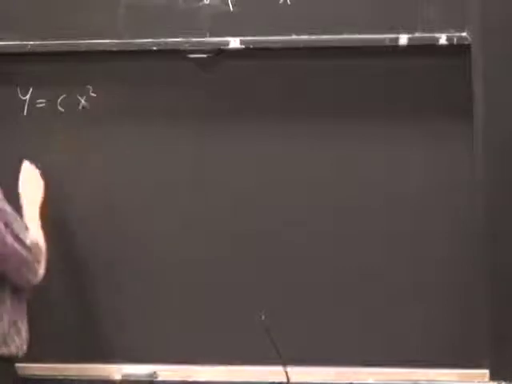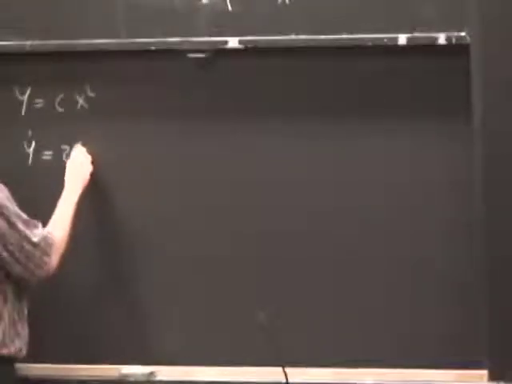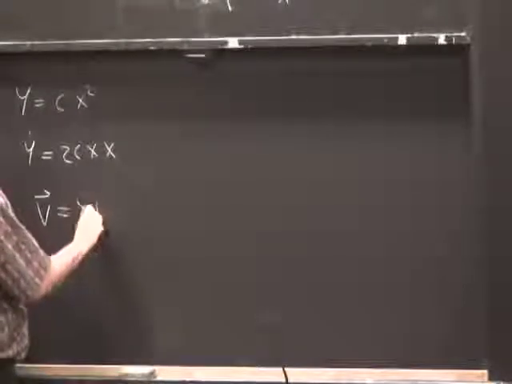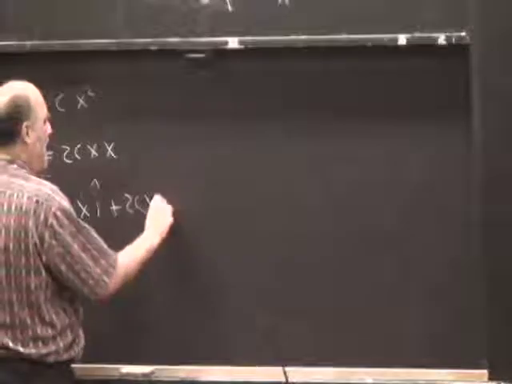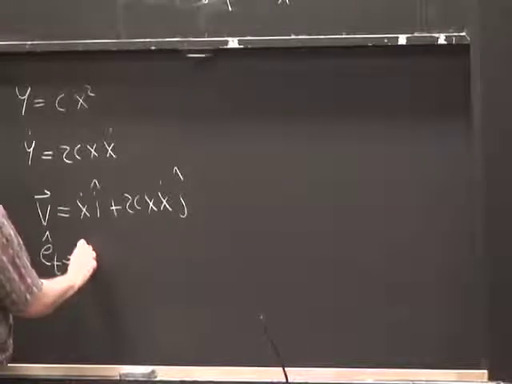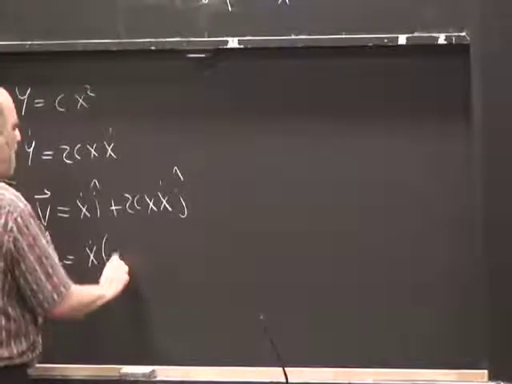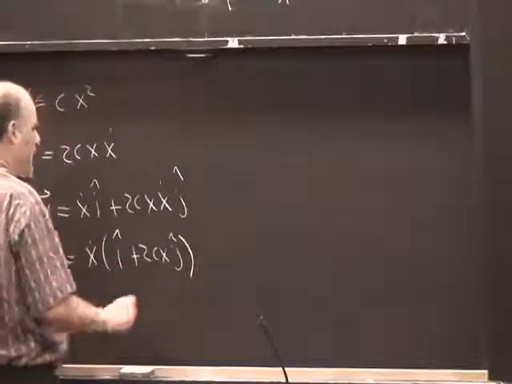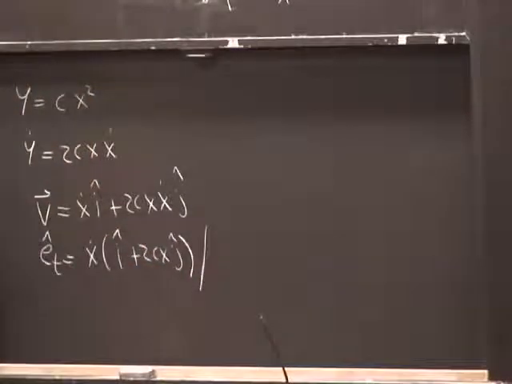Now, if we want to figure out what any of these things are, we have that y is equal to cx squared. So y dot is equal to 2cx x dot. So the velocity is equal to x dot i plus 2cx x dot j. And this way we have the velocity all expressed in terms of x. So now we can write that the unit tangent, if we need the unit tangent, is x dot multiplied by the quantity i plus 2cxj divided by the magnitude of this thing.